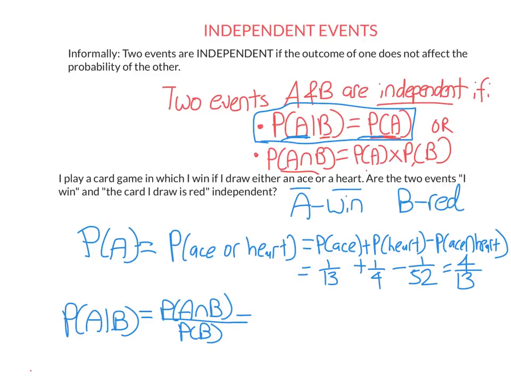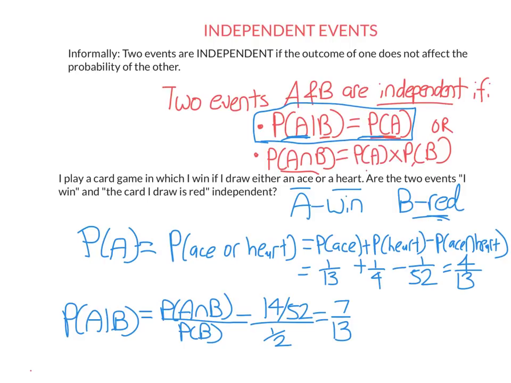So how many ways can I win with a red card? Well, there are 13 hearts in the deck, but I could also get an ace of diamonds. So there are 14 ways in total that I can win. So my chance of winning and getting a red card is 14 over 52. The probability of B, the probability the card is red, is a half. So it's 14 over 52 divided by a half, which is 7 over 13, if you put that on your calculator.